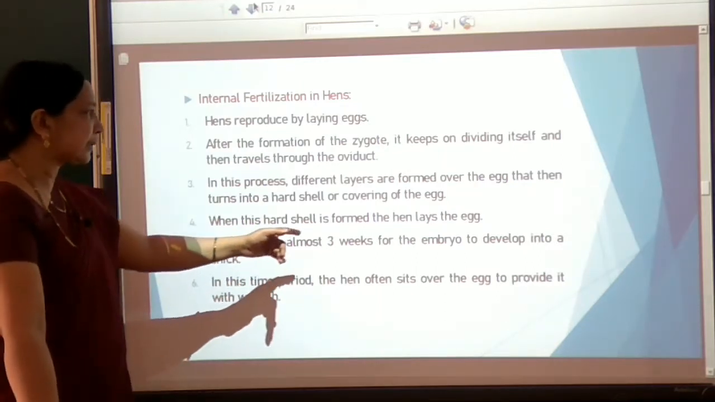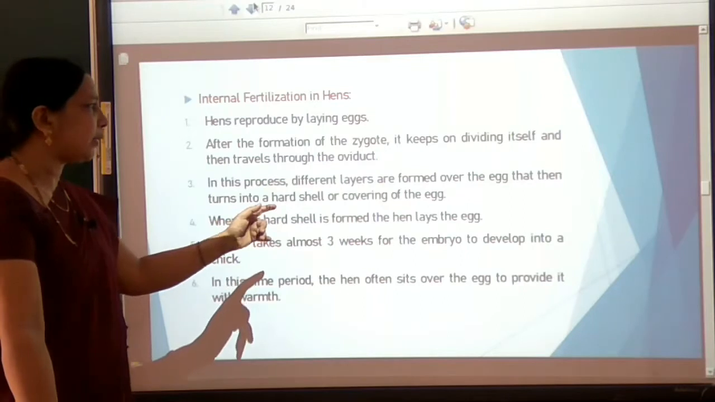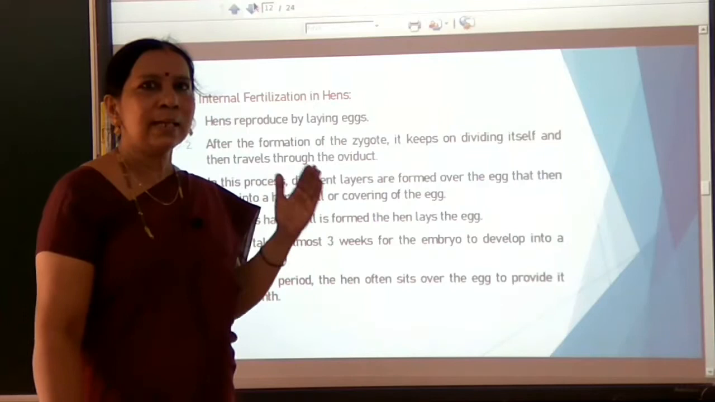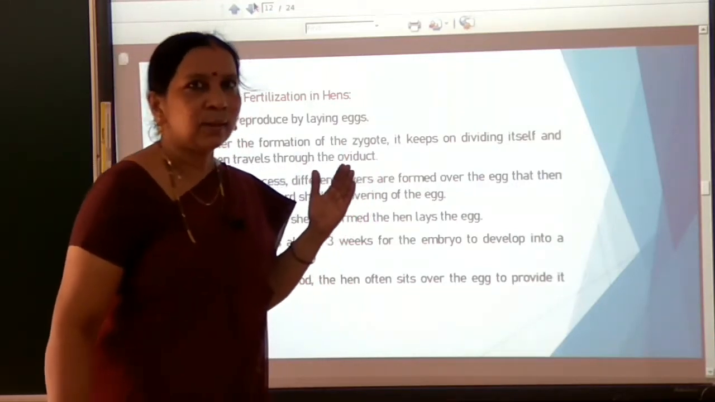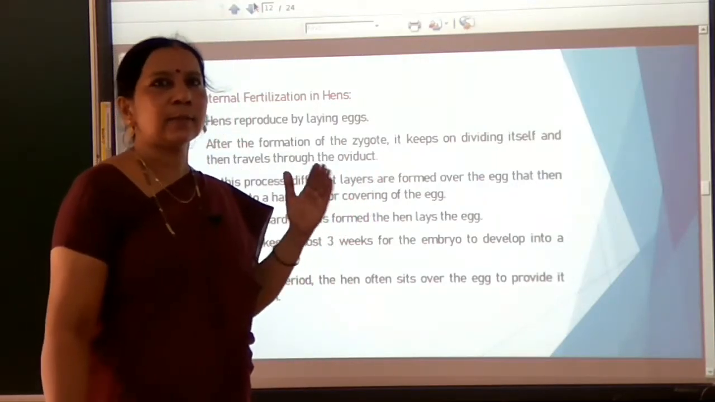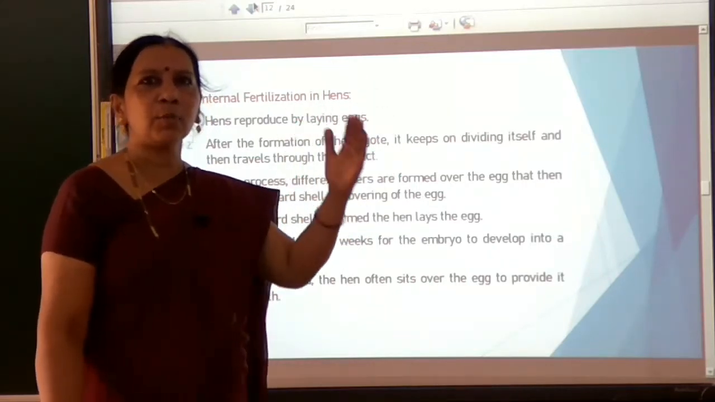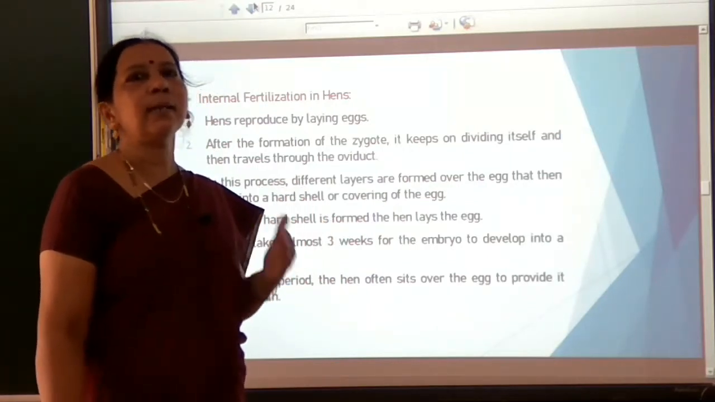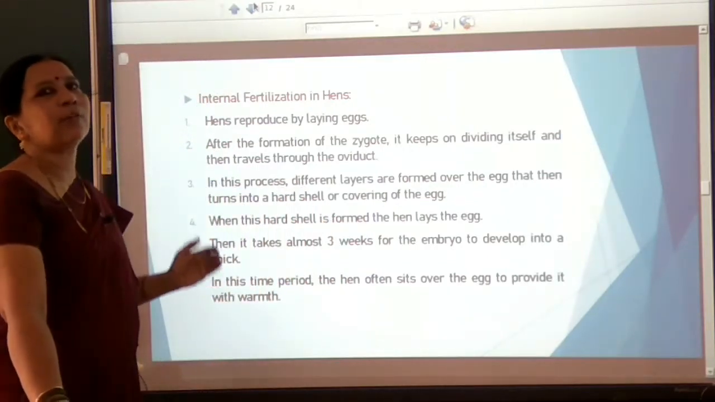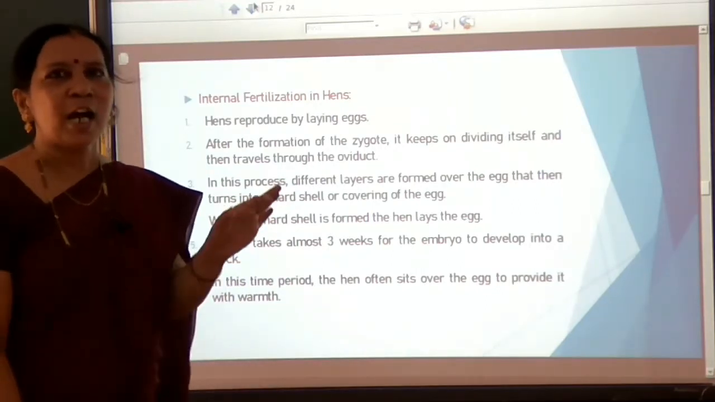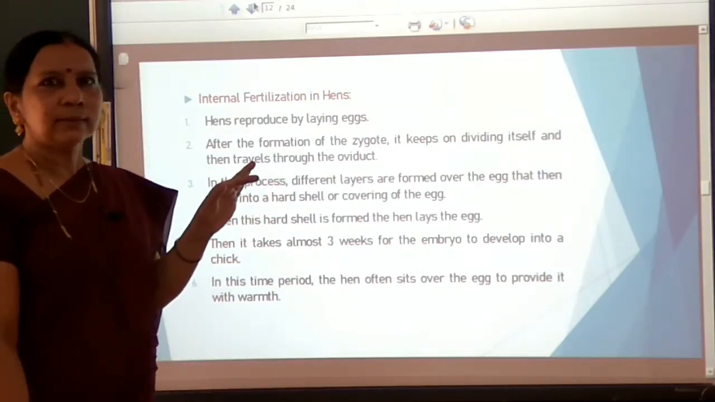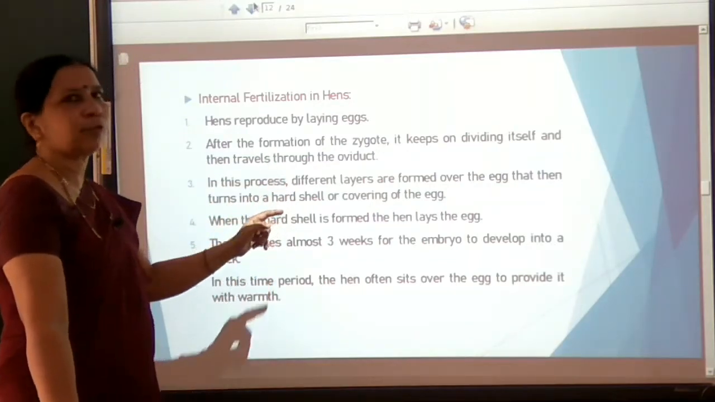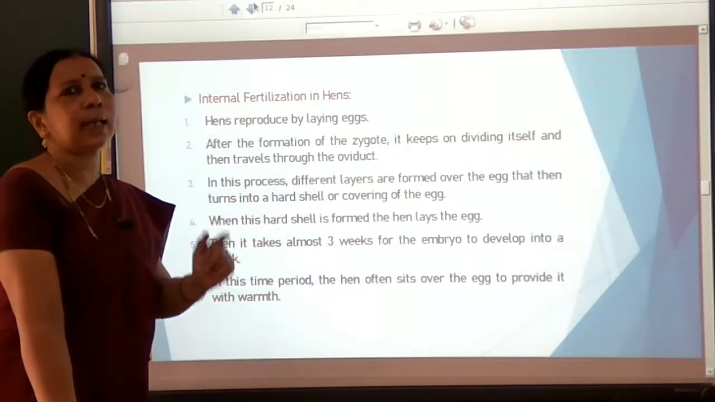So then, what happens? When this hard shell is formed, then the hen lays eggs. You know that till then the process is internal. Means when the eggs are fertilized, the eggs are covered by a protective shell. Formation of the shell completes and the hen lays eggs. Then the development takes place outside the body. Up to this, the process takes place inside the body. Then when the hard shell is formed, the hen lays eggs.